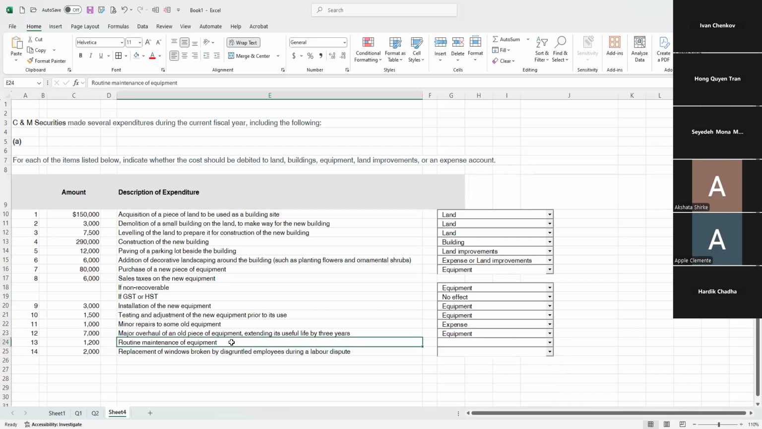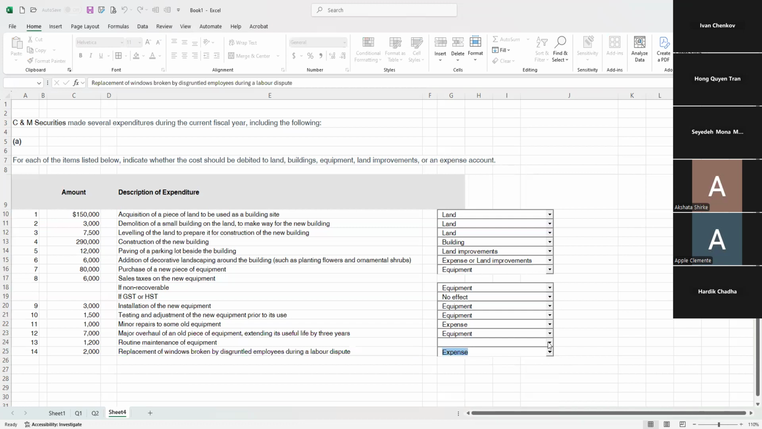Routine maintenance of the equipment. Expense. Replacement of a window broken by an employee during the labor dispute. Expense. Okay, that's expense. Make sense? Yes.